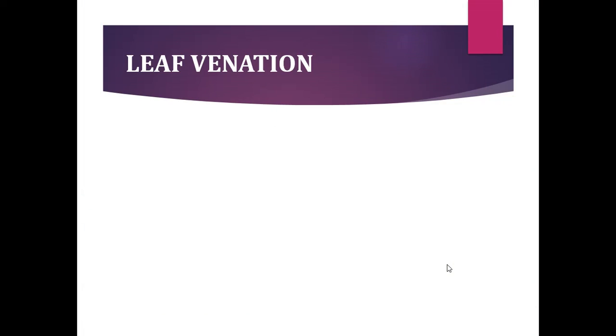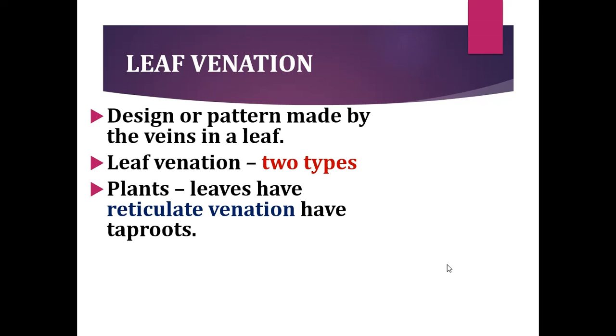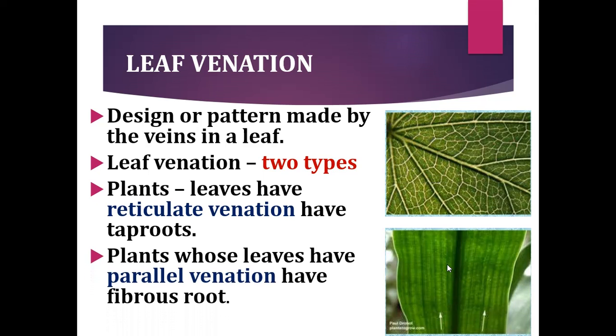Now about leaf venation. So when we are seeing the veins in a leaf, some leaves have different patterns or designs, that is called leaf venation. So leaf venation means it is the design or pattern which is made by the veins in a leaf. So leaf venation is of two types. They are reticulate venation and parallel venation.